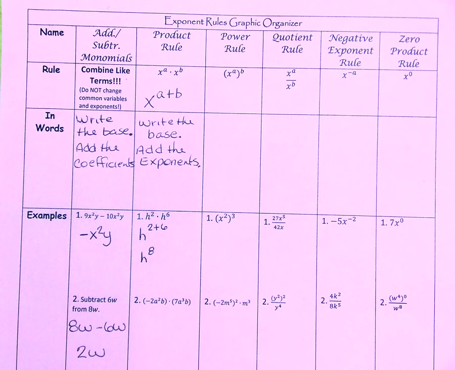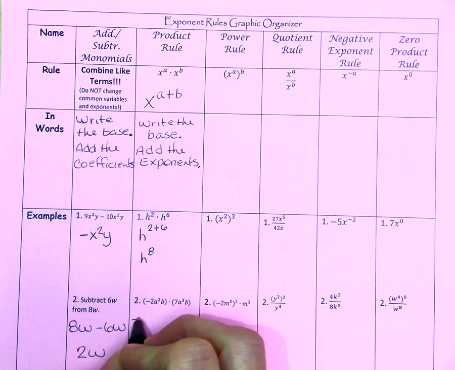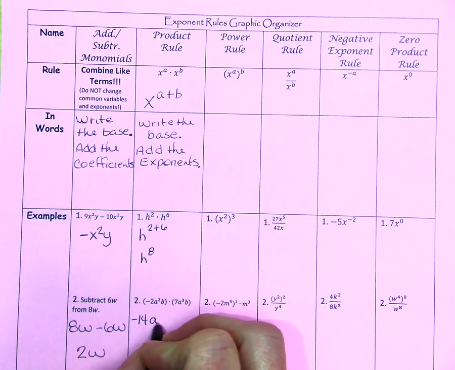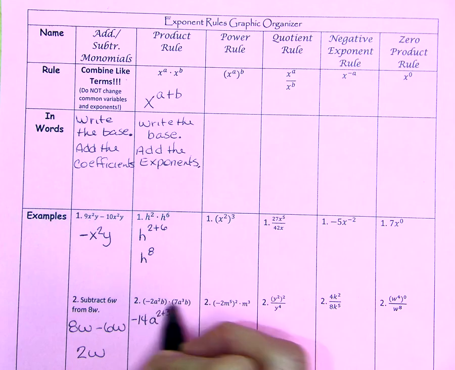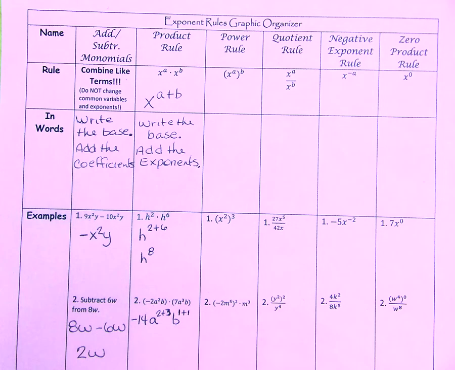In example 2, we have a little more complex multiplication. We do need to multiply the coefficients. Then we're going to multiply the like bases, the a squared times the a to the third, and then the b times the b. So negative 2 times 7 is negative 14. For a squared times a cubed, we say a to the 2 plus 3. We write the base and add the exponents. Same thing with the b. We write the base and we add the exponents.